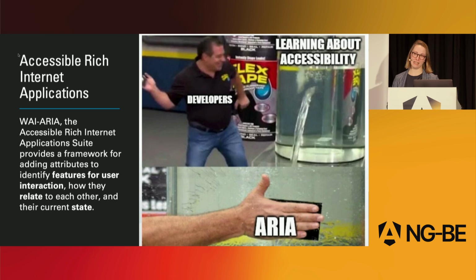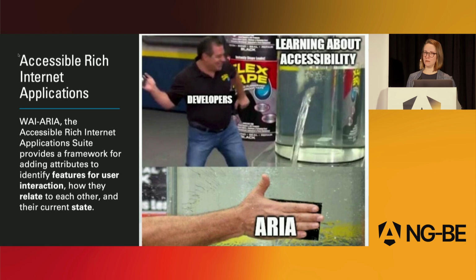Accessible Rich Internet Applications is a suite of attributes that you can add to your HTML to add some semantic roles, some state or properties if they are missing. So accessible is part of this term. So one might think the more ARIA, the more accessible. This is not true. ARIA is a promise.